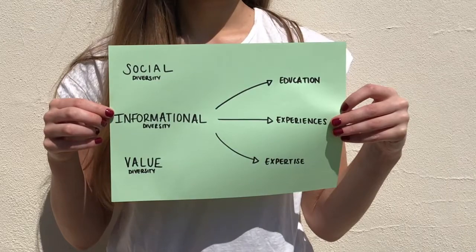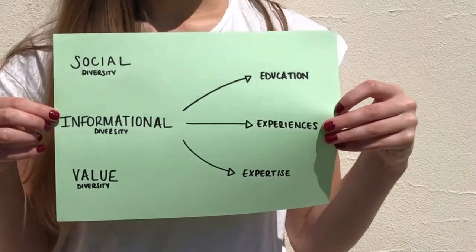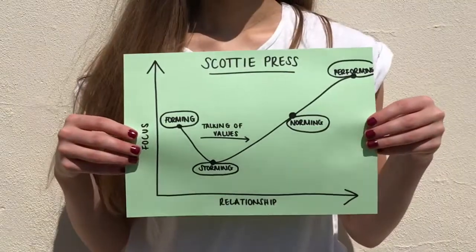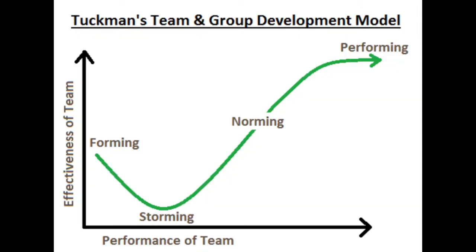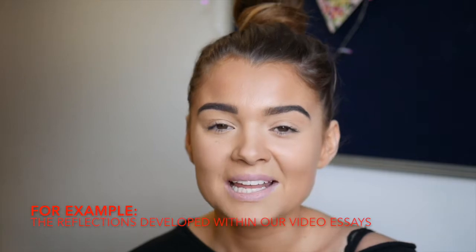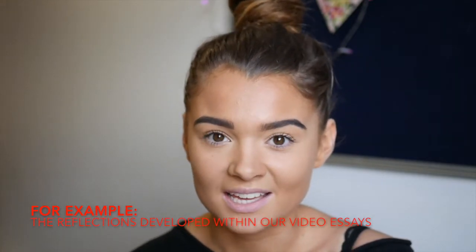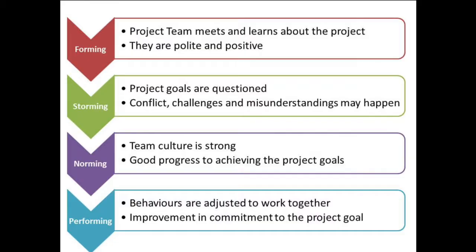Informational diversity refers to the differences in knowledge bases and perspectives that members bring to the group through education, experiences and expertise. Within my Scotty Press group, we used this to our advantage. For example, within the forming stage of our group development as identified by Tuckman in 1965, we spent time talking over our strengths, what we would have changed about the production and promotion of our last videos, and how we could apply this to our group project.